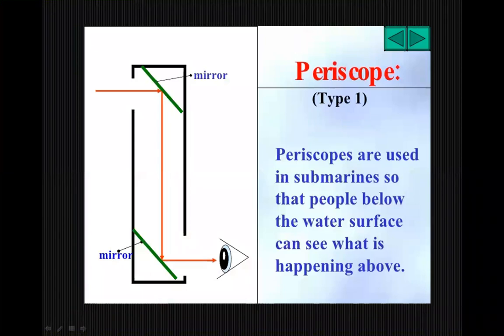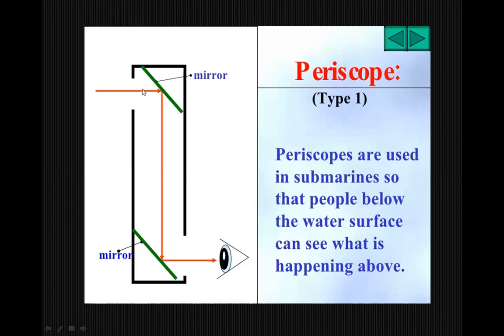Now, this is a simple application of reflection of light: the periscope. Periscopes are used in submarines so that people below the water surface can see what is happening above. Maybe you have made those periscopes or studied them in previous classes. But if not, it should be clear to you that two plane mirror strips are used in it. It's a long straight tube in which two mirror strips are placed at an angle of 45 degrees.